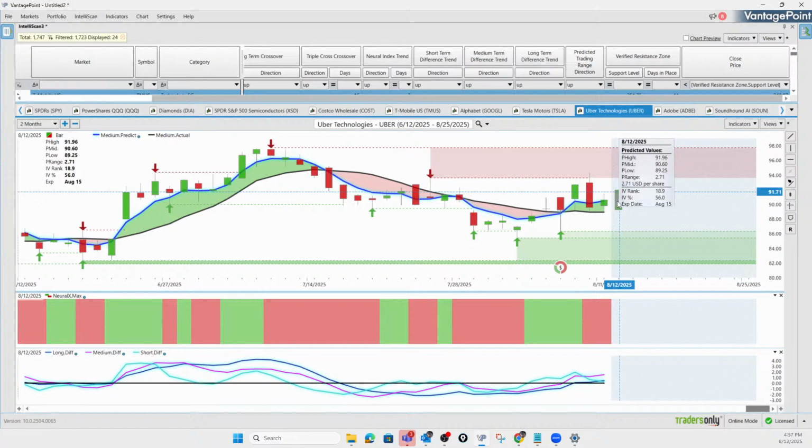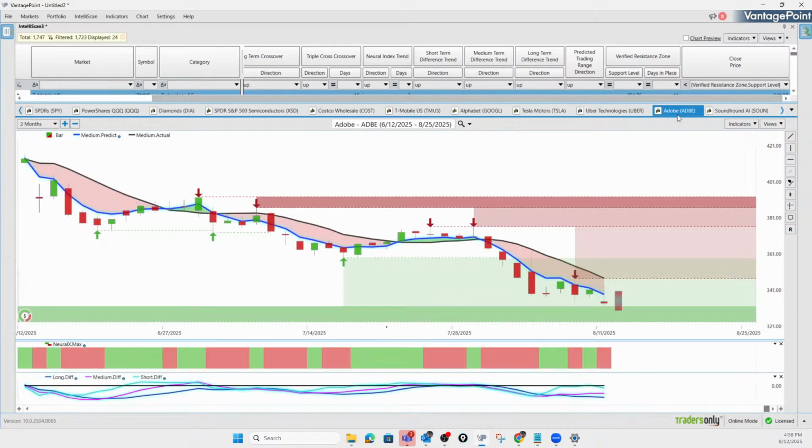So we were expecting bullish potential price movement today. And again, we ended right at 91.73 with that predicted high at 91.96. That's pretty darn close if you ask me. And again, bullish sentiment. So we were still expecting that bullish move, just a little bit more uncertainty because of the neural index and predictive differences down there at the bottom. So let's take a look at the next one.